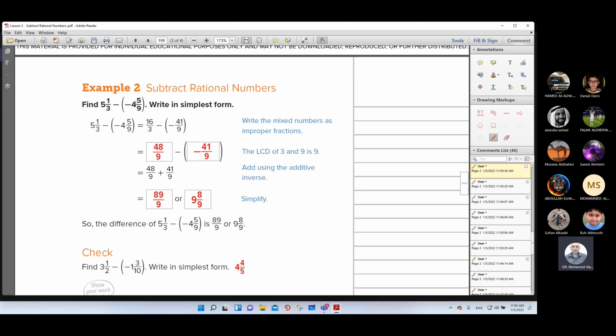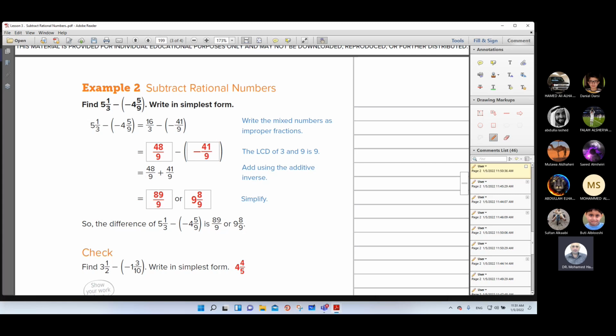Here we have a mixed number and here we have a mixed number. We can change the mixed number to a fraction. How? 5 times 3 plus 1. 5 times 3, 15, plus 1 will be 16 over 3. And here, 4 times 9, 36, plus 5 will be 41 over 9. So, minus times minus will be plus. Here we have the same denominator, so we can add directly. 48 plus 41 will be 89 over 9.